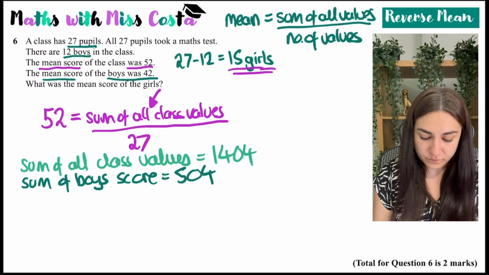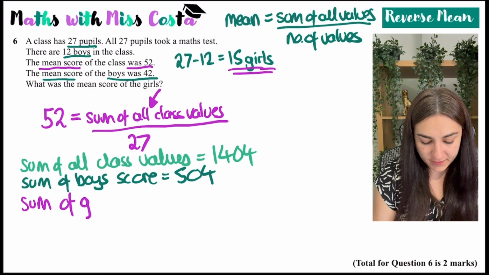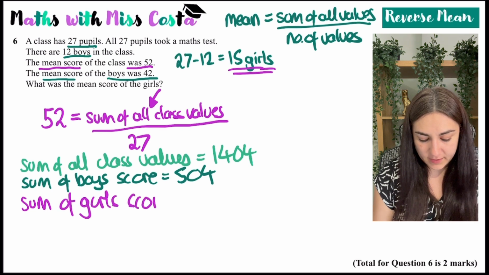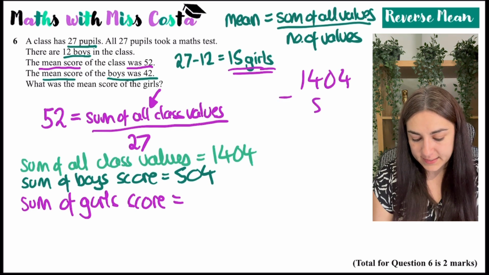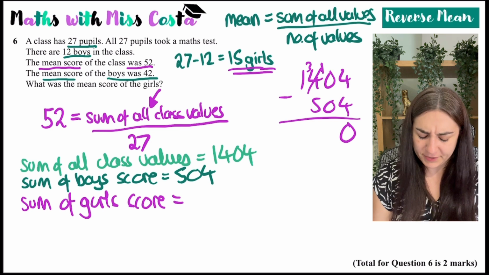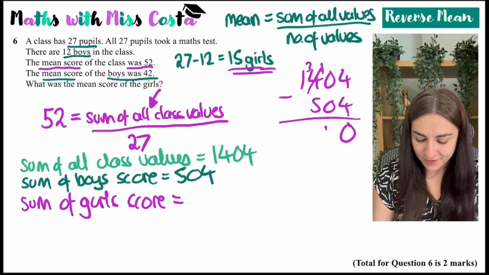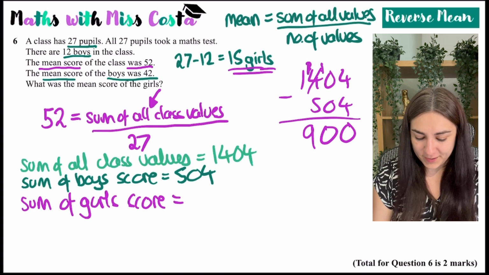Okay, now that I know what the sum of the boys' scores is, and I know what all of the scores add up to, I can work out what the sum of the girls' scores must be. So 1,404 take away 504. 4 take 4 is 0, 0 take 0 you don't need to do, 4 take 5 you can't do, so that would become 14 take 5, which is 900.